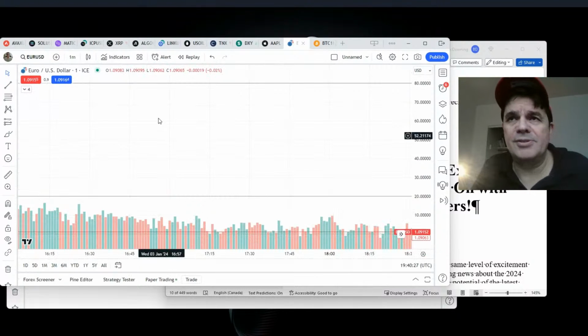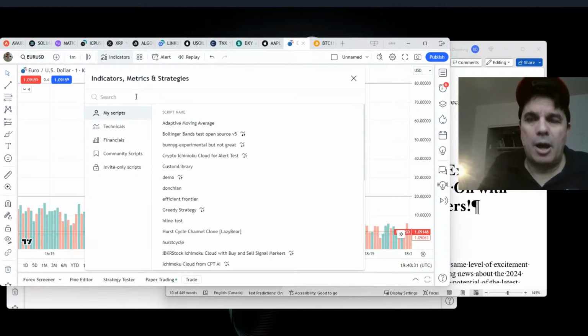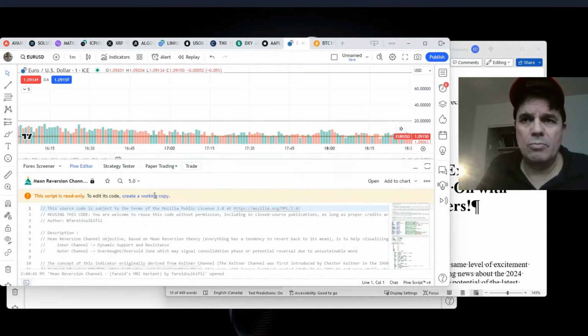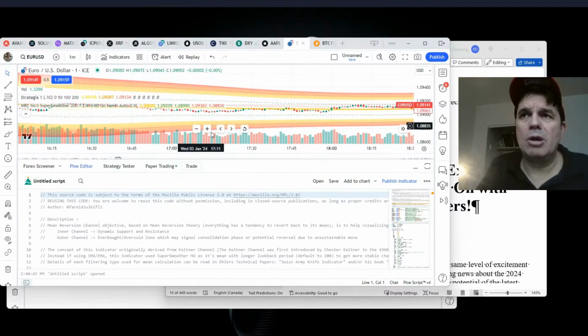So let me pull up another strategy. My apologies there. This is all fresh and random, what I'm doing on the fly. So let me try another reverting strategy. Let me try this one. Mean reversion channel. Okay. So this is a new one. Working copy. Let me get rid of all this stuff here. Clean it up. Boom. Boom. Oh, okay.